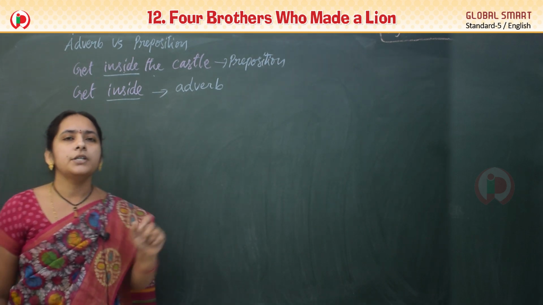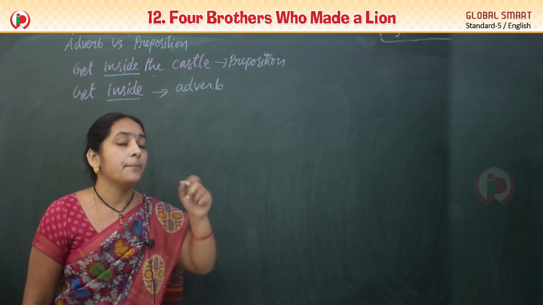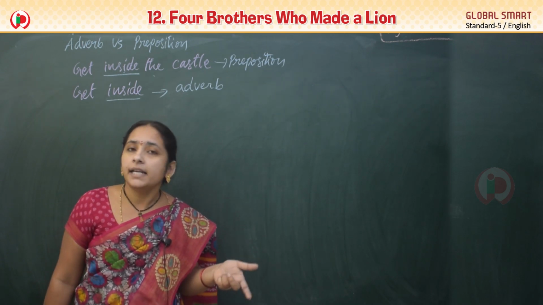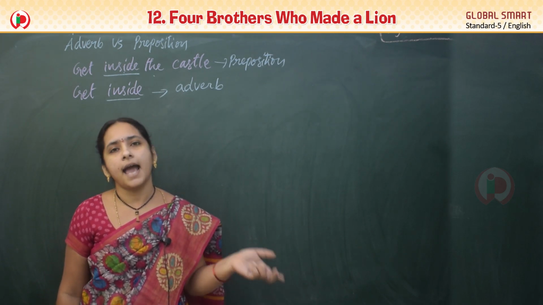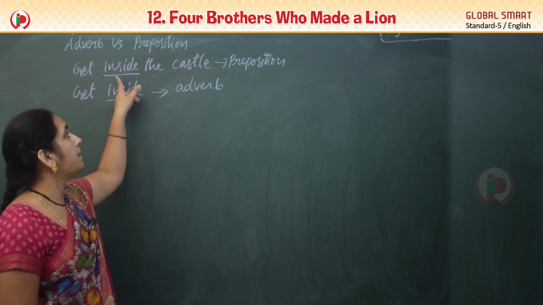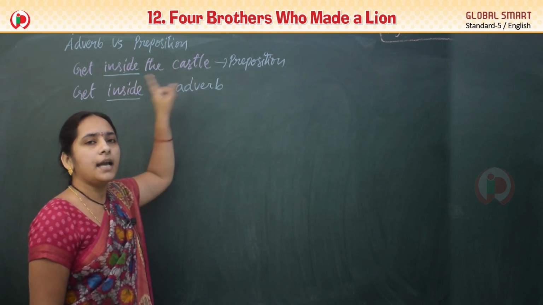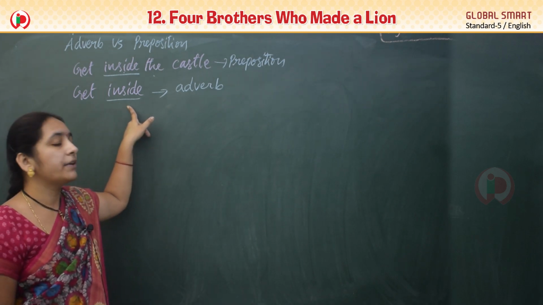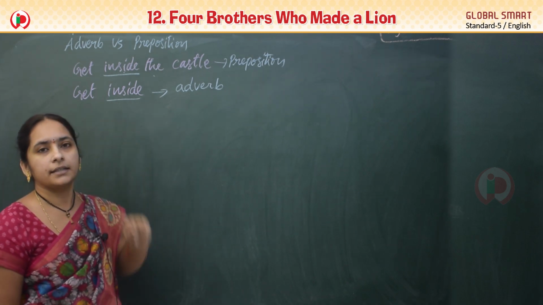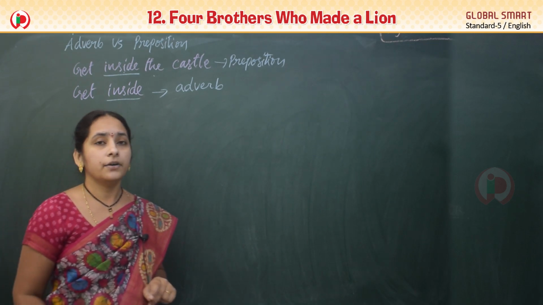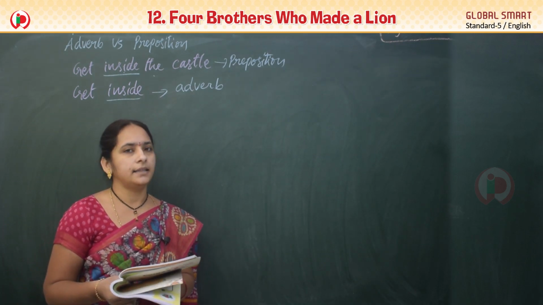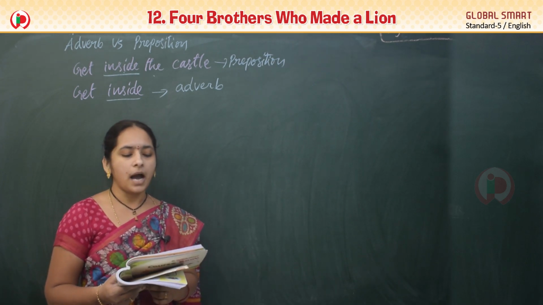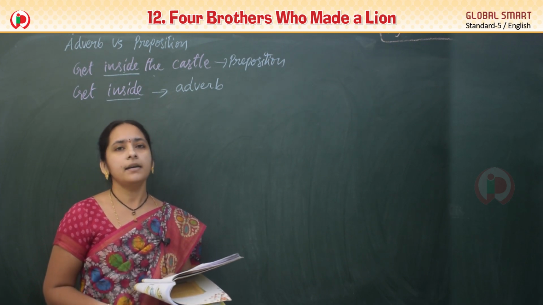So that word, generally we say prepositions, but sometimes those are prepositions and sometimes those are adverbs. How can we find whether that is a preposition or an adverb? If it is a preposition, it means that after that word an object or some other words must be there. But if it is an adverb, we don't get any other words after that. That is the easy way to find whether it is either an adverb or a preposition.